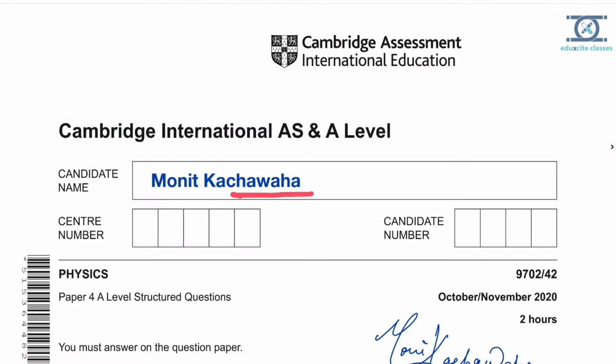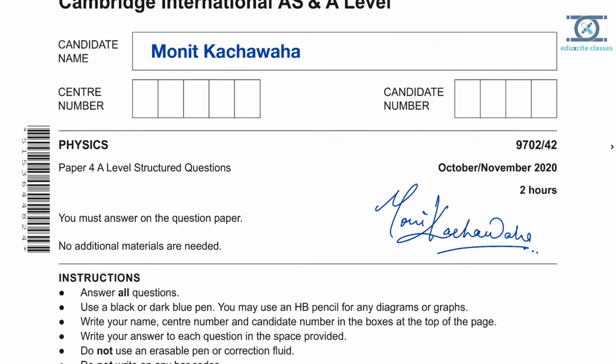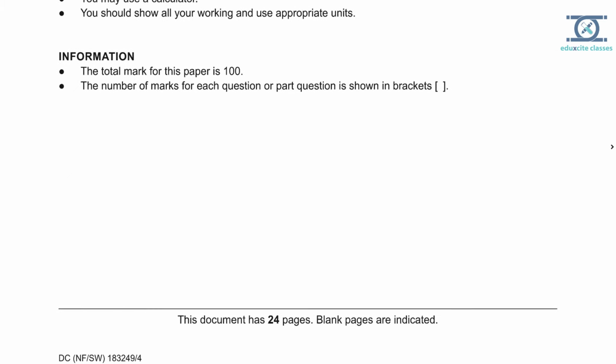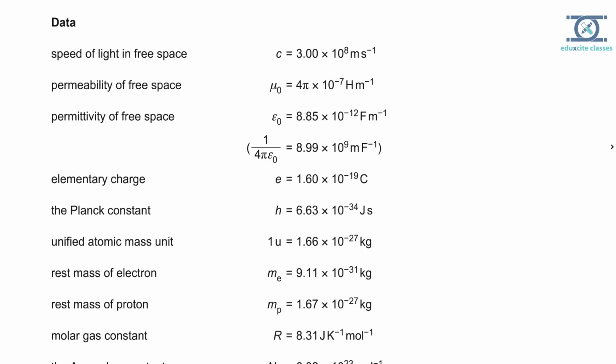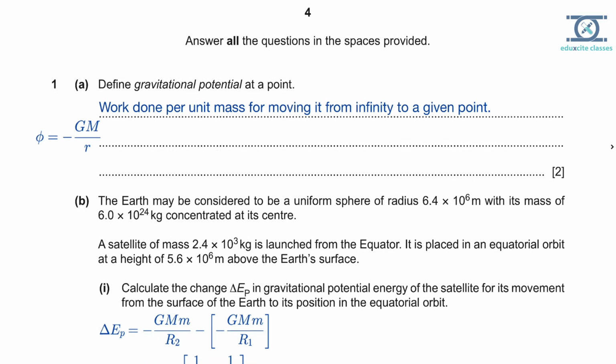My name is Monit Kachawa, and in today's session we will start 9702 paper code 42 of October-November 2020. Before going on, please read all the instructions mentioned here. These are the data and the formula which are already given to us. Let us start with the very first question.